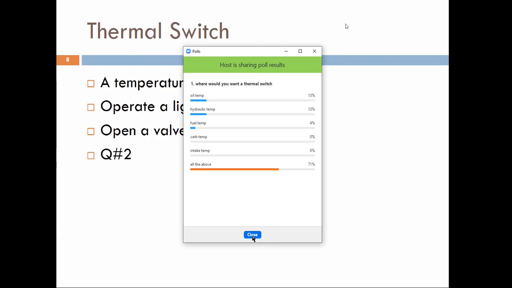So again, yeah, you probably want to know what your oil temp is, right? And if there's an over temperature, you want to activate the light. Same with hydraulic. Fuel temperature, possibly. No one picked carb temperature or intake temperature. And what, 40% said all of the above.